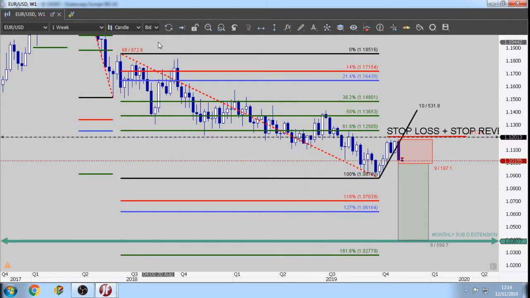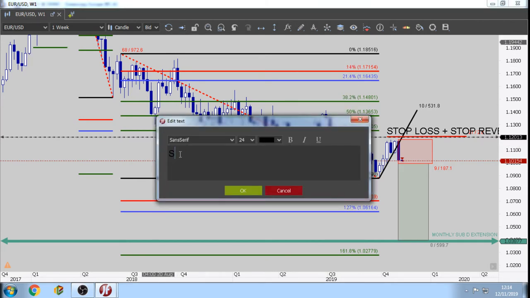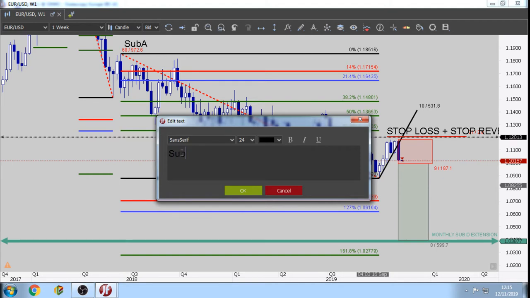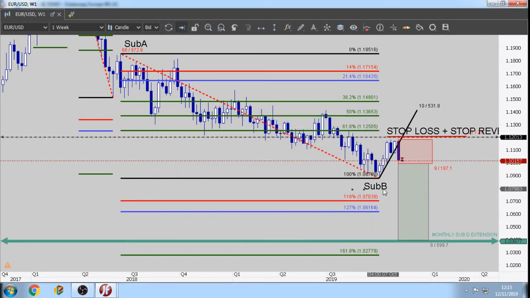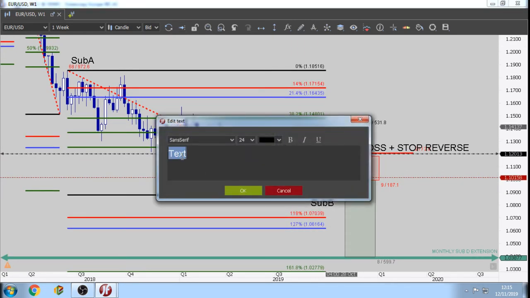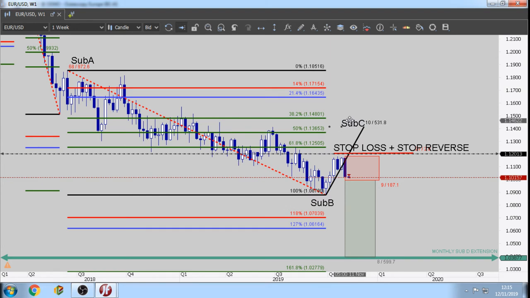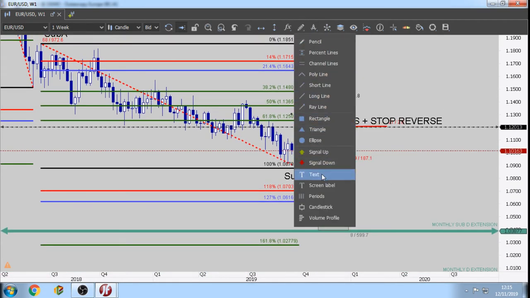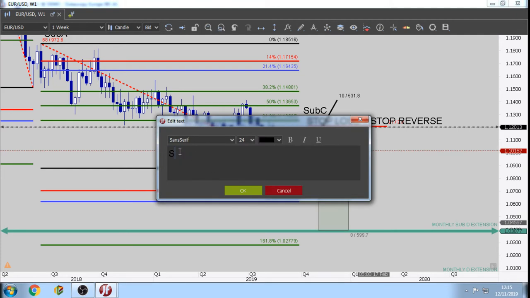Passion, can you please write the subs? Yes, sir. So this is going to be the sub A, up in here, this is our sub A. Here is sub B. Sub A, sub B, and sub C, right? What is the sub C? The sub C is the highest point, not necessarily a high, inside the sub A, sub B boundary after the sub B, before the market hits the appropriate extension. And sub D is going to be down here.